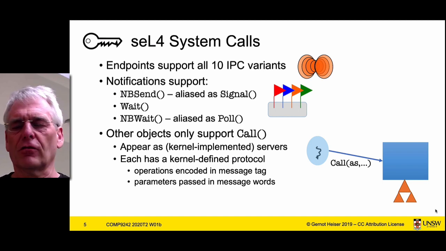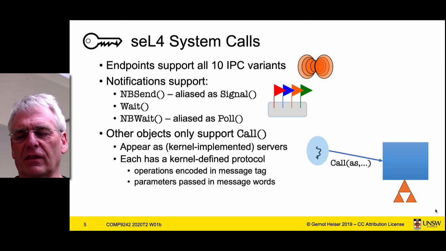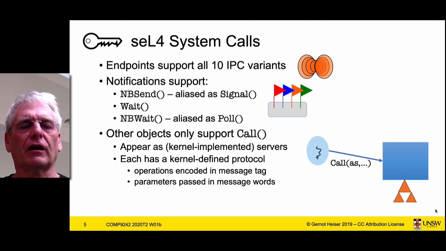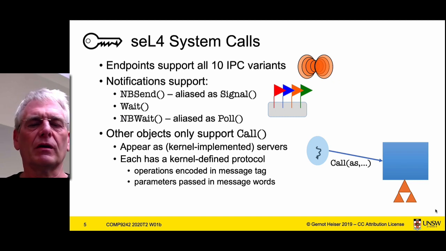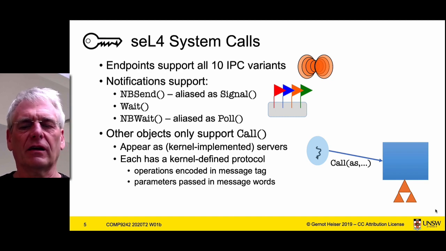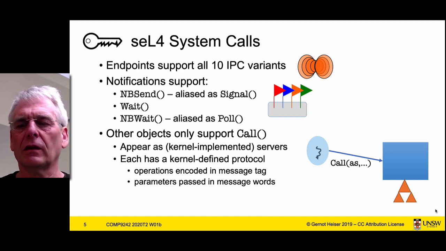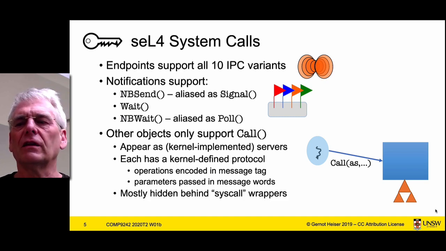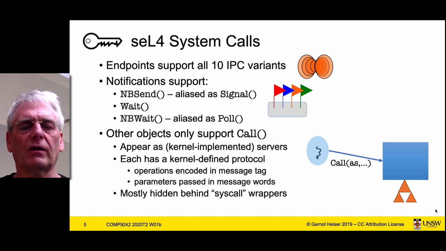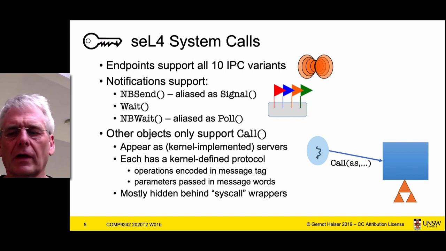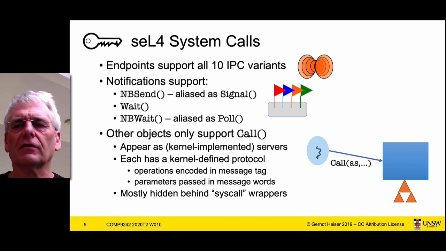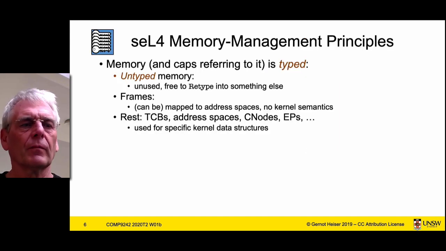So typically the method is identified by an opcode, and then there may be more information in the message depending on what kind of object you invoke. This is all specified in detail in the manual, but you don't really need to know much about it because it's basically hidden behind these syscall wrappers. So having got there, let's look at how memory management works.